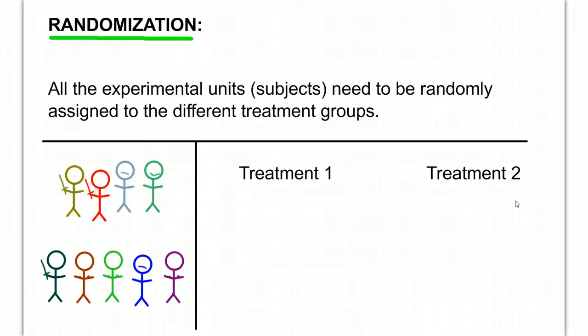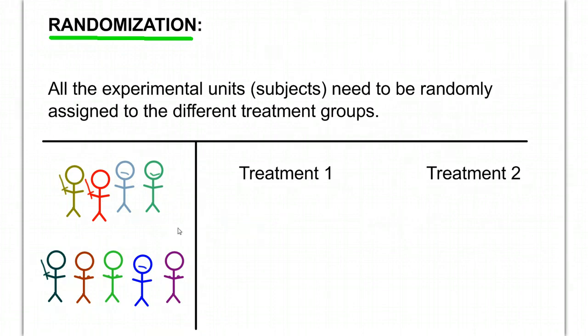By randomly picking who goes in each group, we're going to say that even though there are differences between the people in the different groups, those differences are going to balance out. So over here we have 9 people, 9 subjects for the experiment. We need to figure out how we're going to get these people into the two different treatment groups.